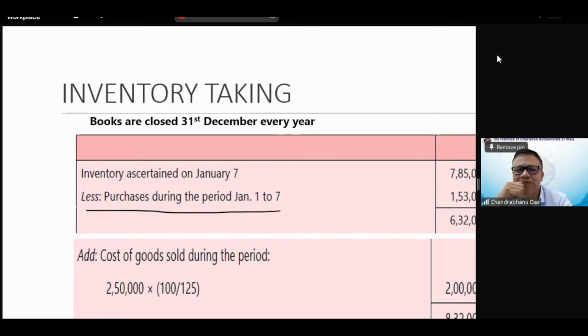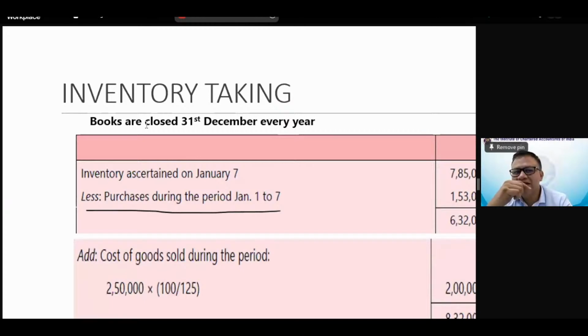Now, when I deduct that purchase, whatever goods I get, these are the cost of goods. These are the selling price of goods available for sale. Then what I did is, out of that, this is the inventory which is on January 7th. And out of that, I deducted the purchases. So when I deducted the purchases, now I went back to the 31st January.